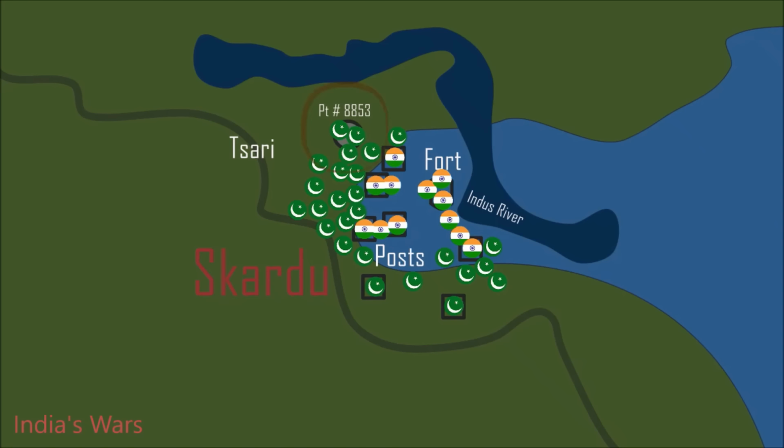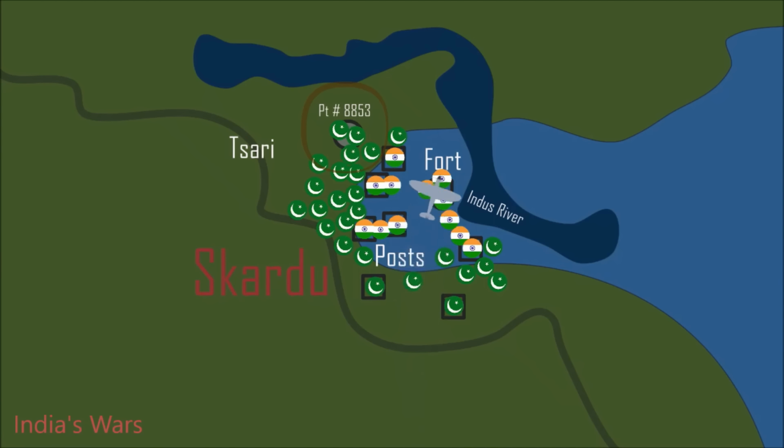Because point number 8853 was still under enemy control, the enemy could snipe and shell at Colonel Thapa's troops' positions at will, even inside Skardu fort. The Indian troops were not safe at any place in Skardu. The attrition caused by this dealt a major blow to the troops' morale. But Colonel Thapa and his men still kept fighting hard to repel all enemy attacks.